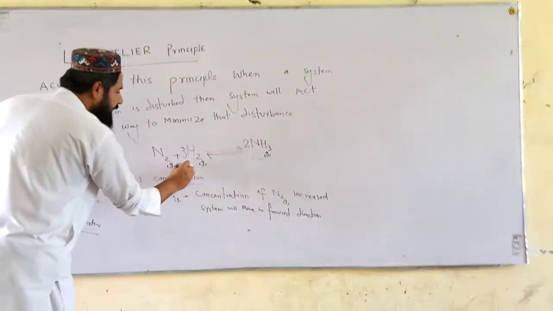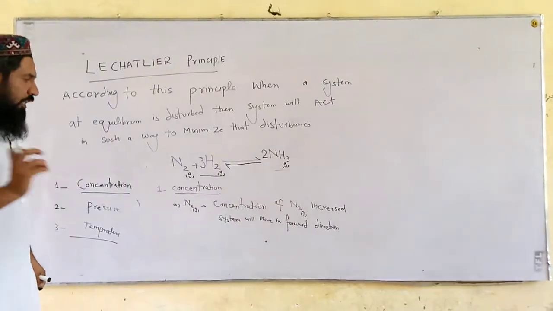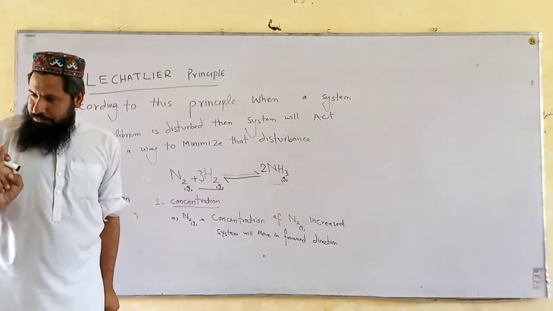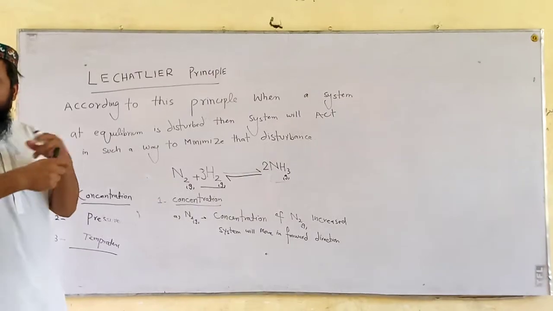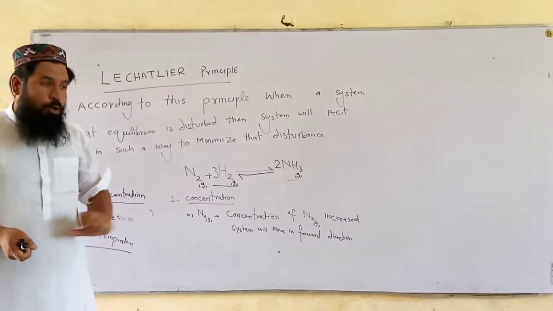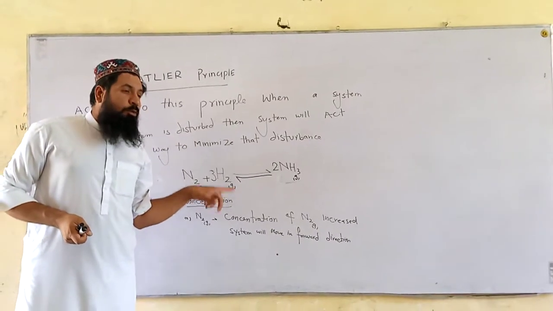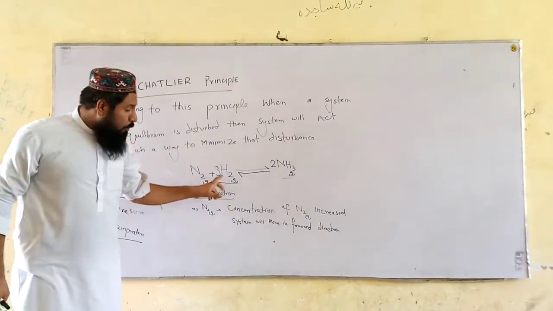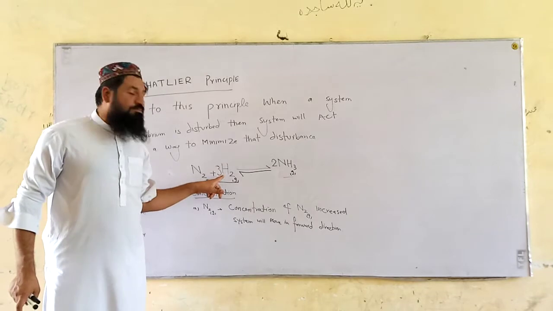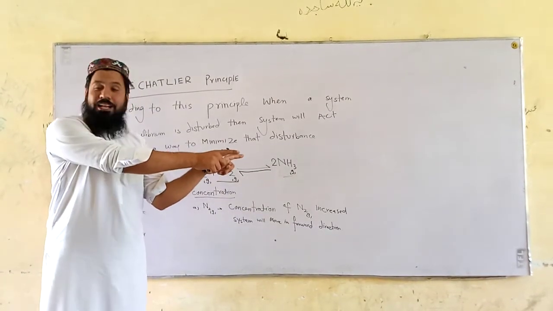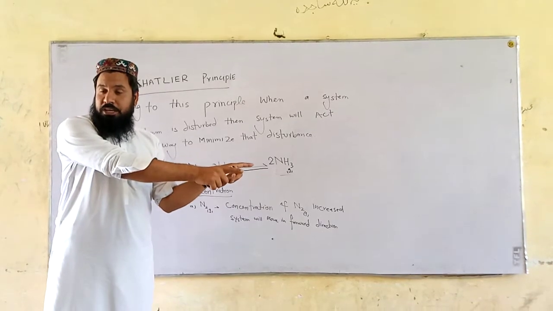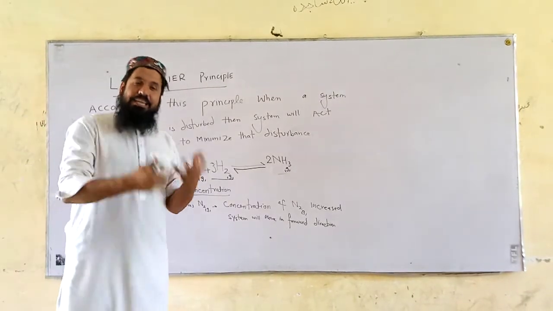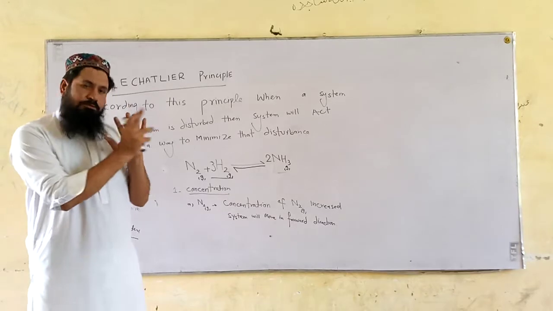Now when we increase the concentration of the hydrogen gas, what will happen to the system? The system will act in such a way as to decrease that concentration. So when will the concentration of hydrogen decrease? When the system moves in the forward direction. So by increasing the concentration of the hydrogen gas, the system will also move in the forward direction. Okay? The equilibrium is disturbed. So to regain the equilibrium, the system will move in the forward direction.